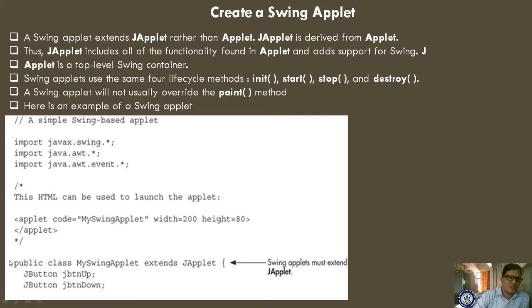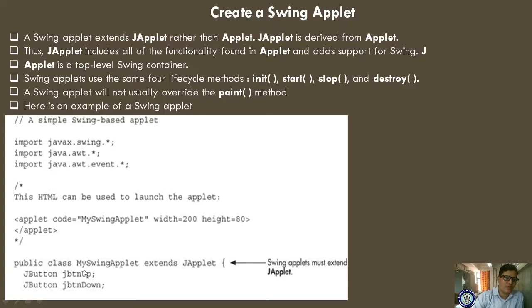And next you are writing the class. What is the name of the class? Public class MySwingApplet extends JApplet. So the name of the class is MySwingApplet. It inherits the features of JApplet.